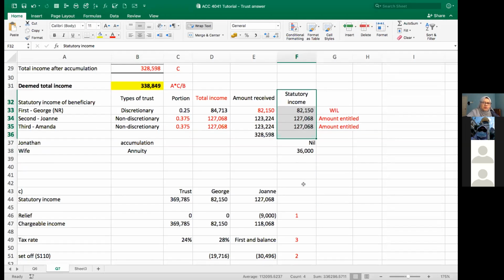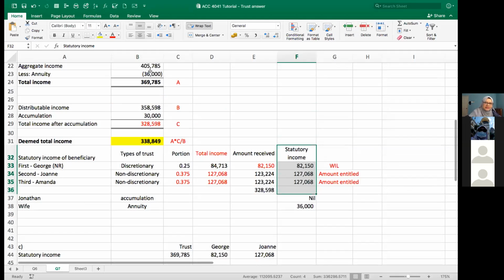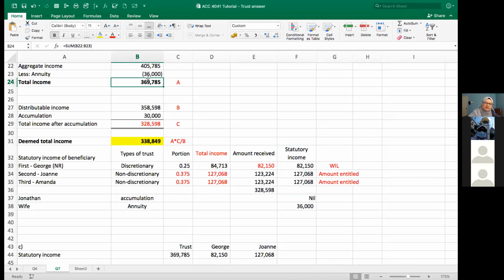Because if you were to tax based on the total income here, it will overcharge. It will overtax you, because if based here, your statutory income will be higher. But you actually have to take into account the distributable amount and accumulation. That would be my answer.